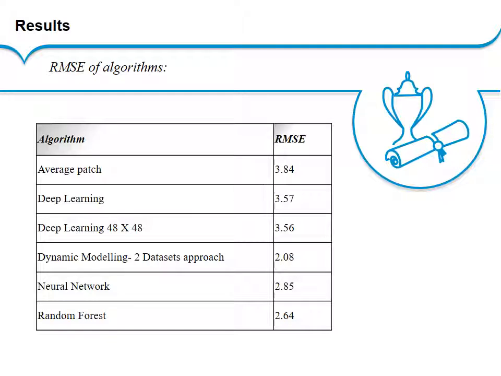Here is the summary of the different RMSE results of the algorithms. As we can see, the average patch, being a very basic algorithm for starters, gives a fairly large RMSE that is considered as the standard value. But going with different algorithms like neural network, random forest, and deep learning, we are able to reduce the overall RMSE value, and we are able to predict better results for the test data.